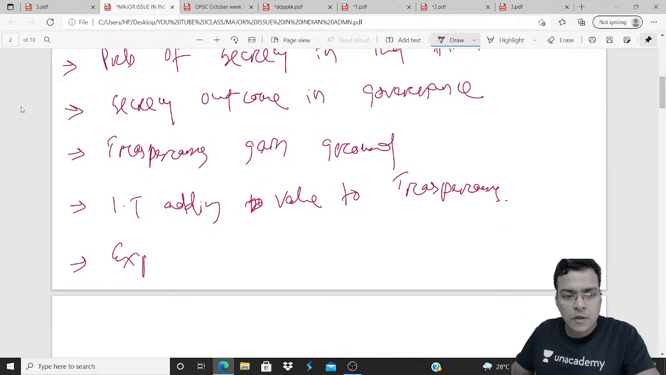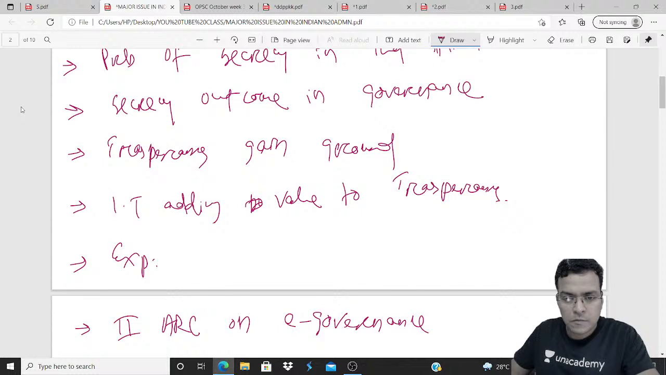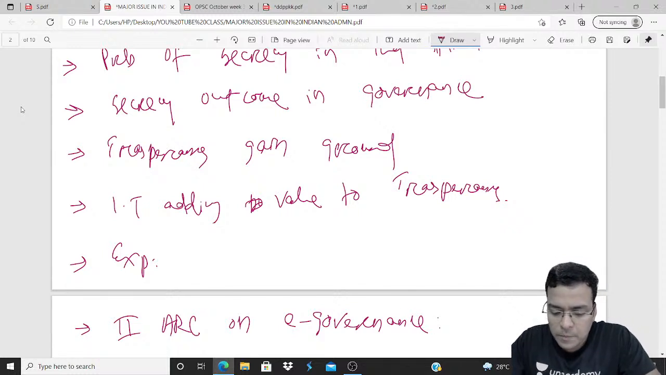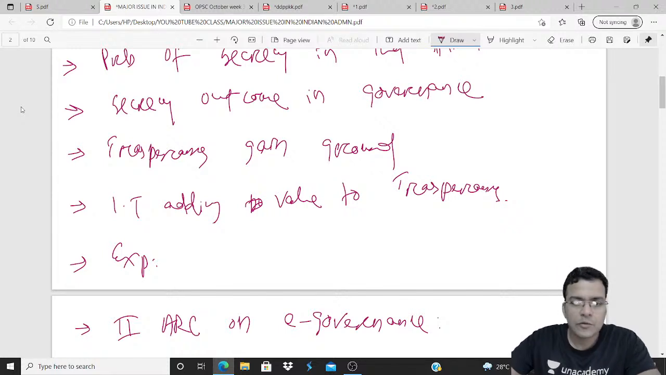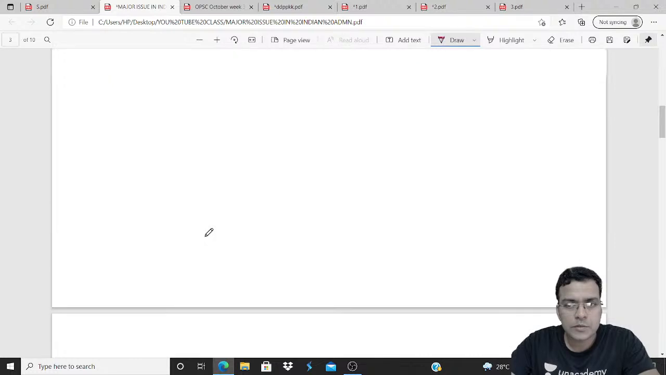Some example, second ARC on e-governance. So here you have to bring items from paper 1. If you remember, I told you in paper 1, unit 6, IT or e-governance. That will be replicated here, but Indianization means you have to write the Indian aspect. So let's discuss the answer.